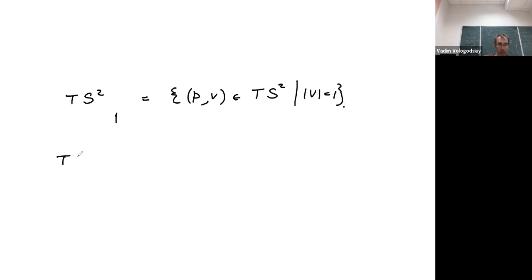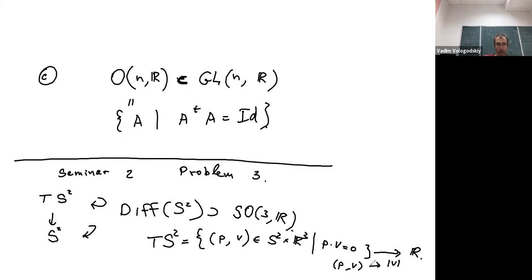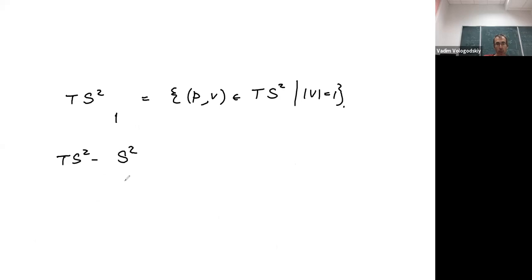Then, TS2 minus the zero section. If you have a vector bundle, then the base of this vector bundle is a space that projects to the base, but it also has a natural section, the zero section. So you can always think of your base sitting inside the total space of a vector bundle. If you remove it, it means that you look at all such pairs where v is not 0.